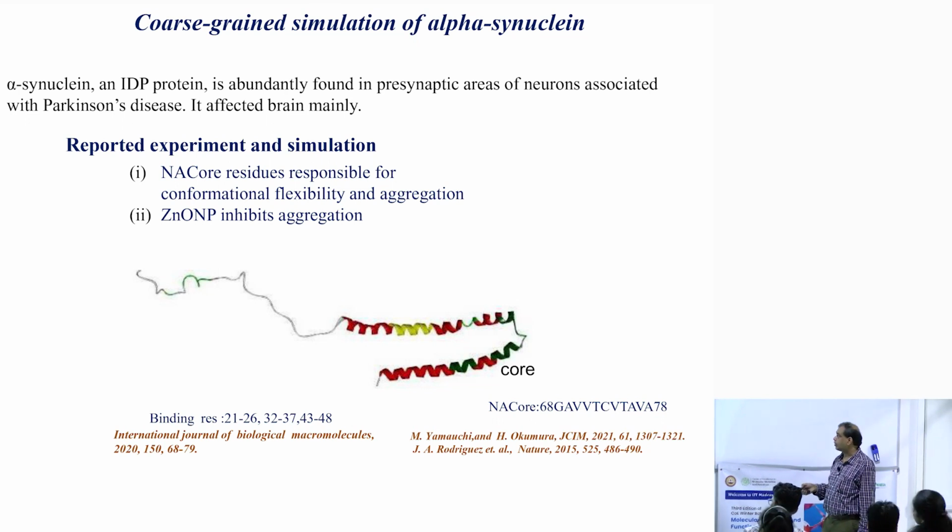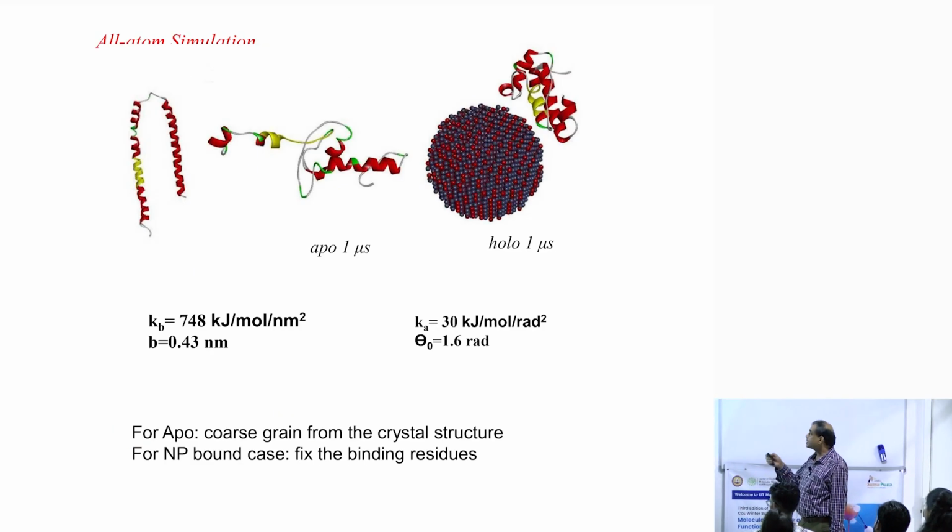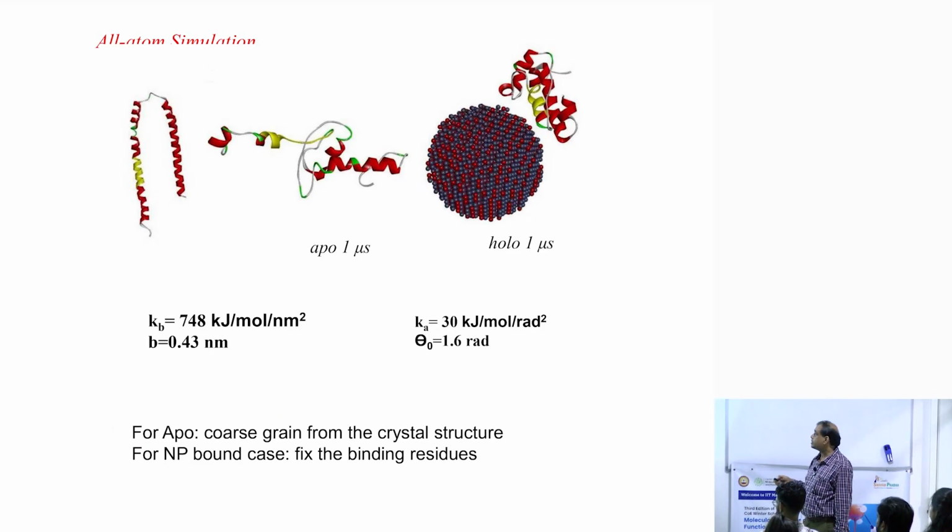So the way that we do it is the following. First, we perform some all-atom calculation. We find these are the structures for the protein without nanoparticle, and then with nanoparticle the structure becomes something like this. So the helix is still maintained. On top of that, we know from the all-atom simulation which residues are responsible for the binding to the nanoparticle. The experiment is also known to some extent, and we get a good agreement.